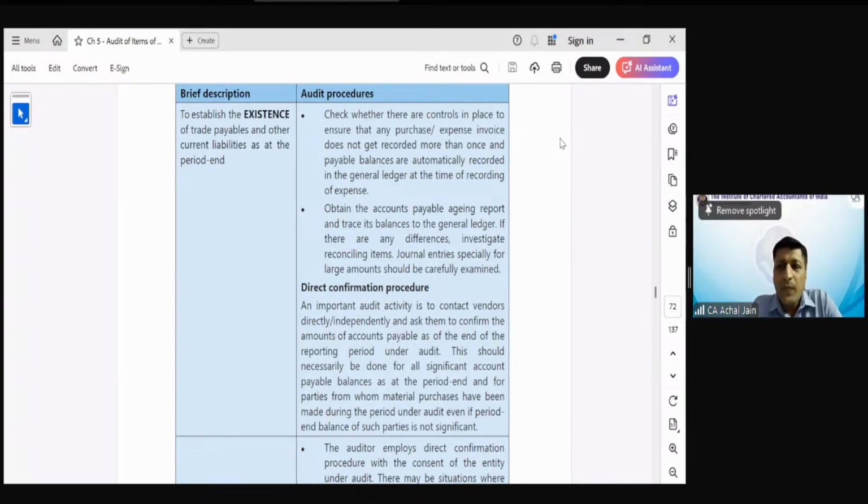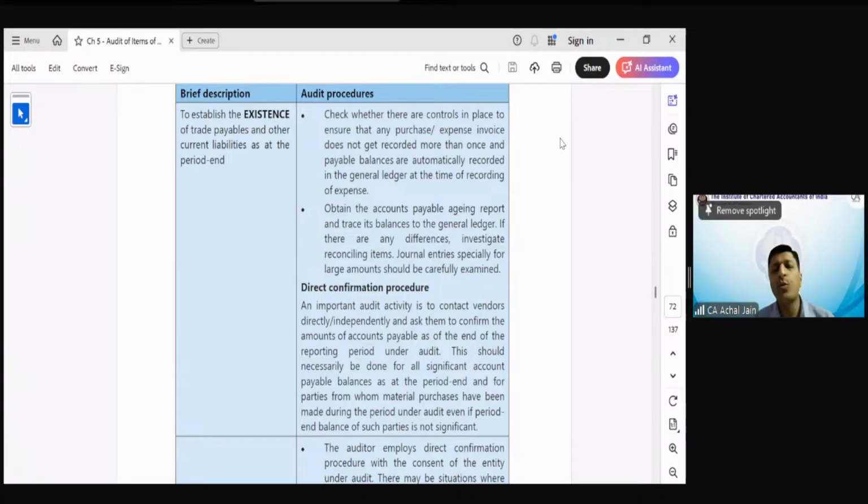Yes, quickly. How do you handle this? How do you manage this? Tell me anything that comes to your mind. So what is going to be the audit procedure then?